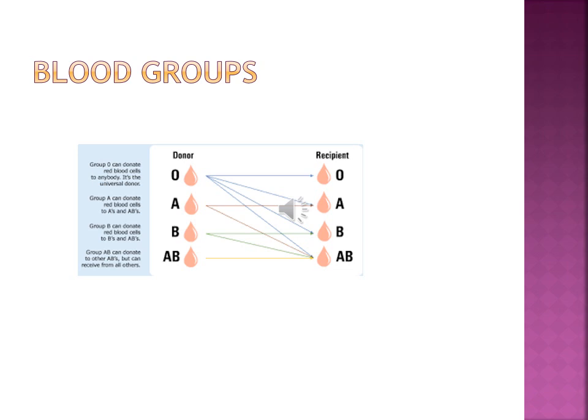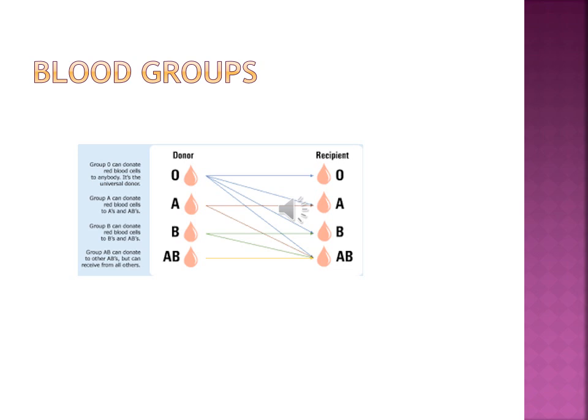Blood group O is called the universal donor. Why? A person who has this group can donate blood to any blood group, either A, B, AB or O. That's why it's a universal donor. On the other hand, blood group AB is called the universal acceptor because this blood group can receive blood from any blood group, either A, B, AB or O.